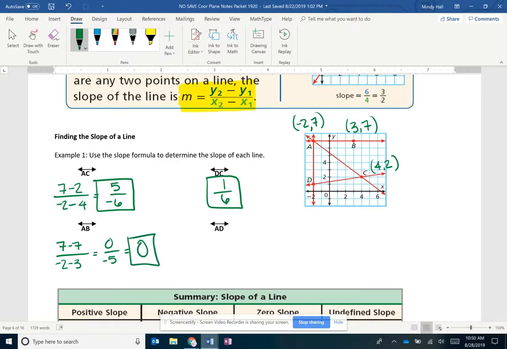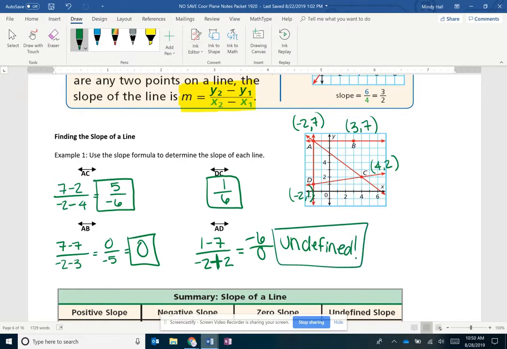And then for AD, D is at negative 2, 1. So if I did the formula for that, I would have 1 minus 7 over negative 2 minus negative 2. Well, minus negative 2 makes a big fat positive. So then I have negative 6 over 0. And anytime you have a number divided by 0, it is undefined. We don't have a number to represent this. Okay? And again, you could also just count. Kind of up to you.